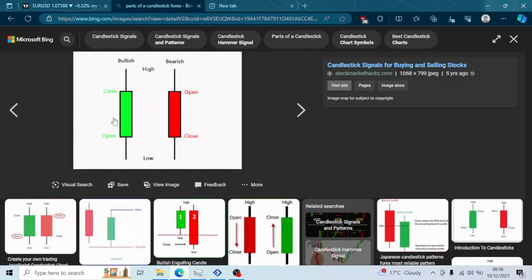You should know these things, man. This is a wick, that's a wick, that's a wick, that's a wick. This red body is a sell body, and this is a buy body, right? This is basically the structure of a candlestick. Let's just look into this.